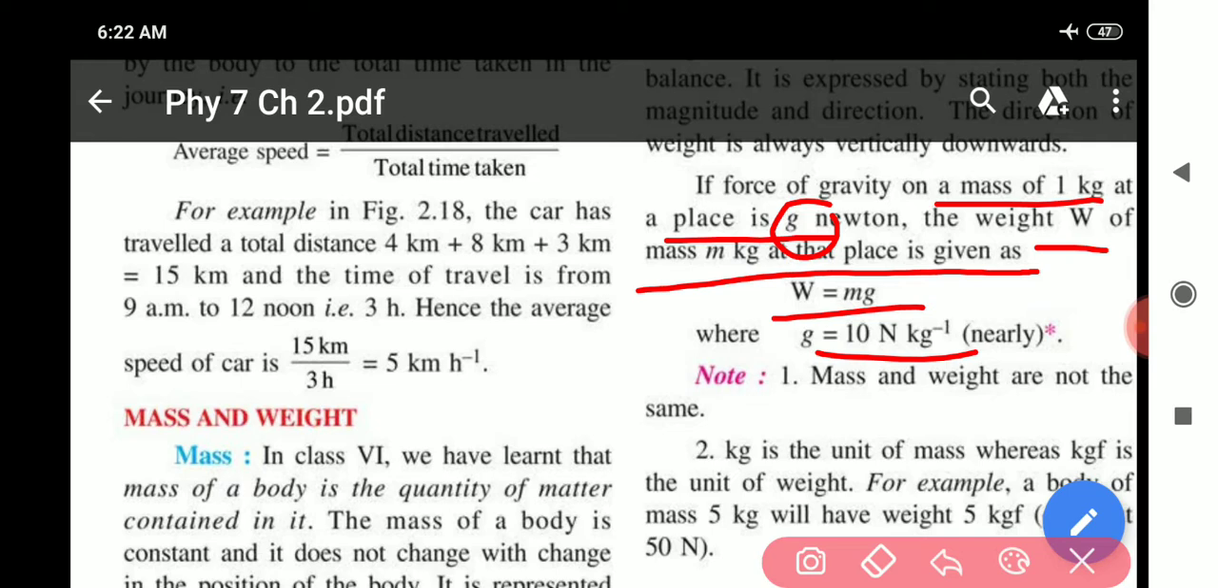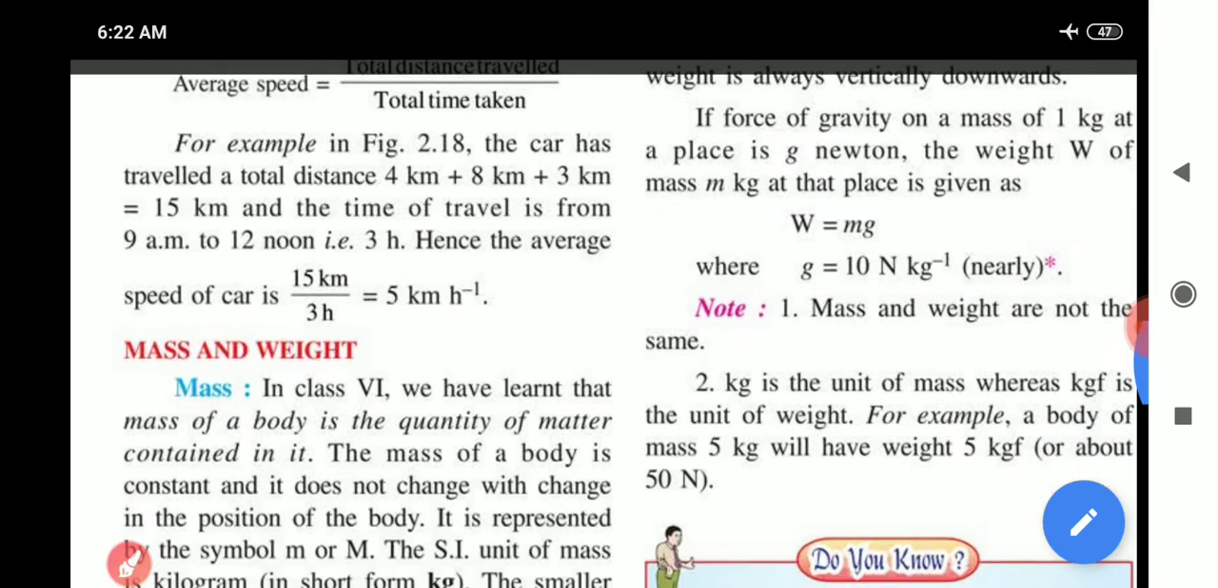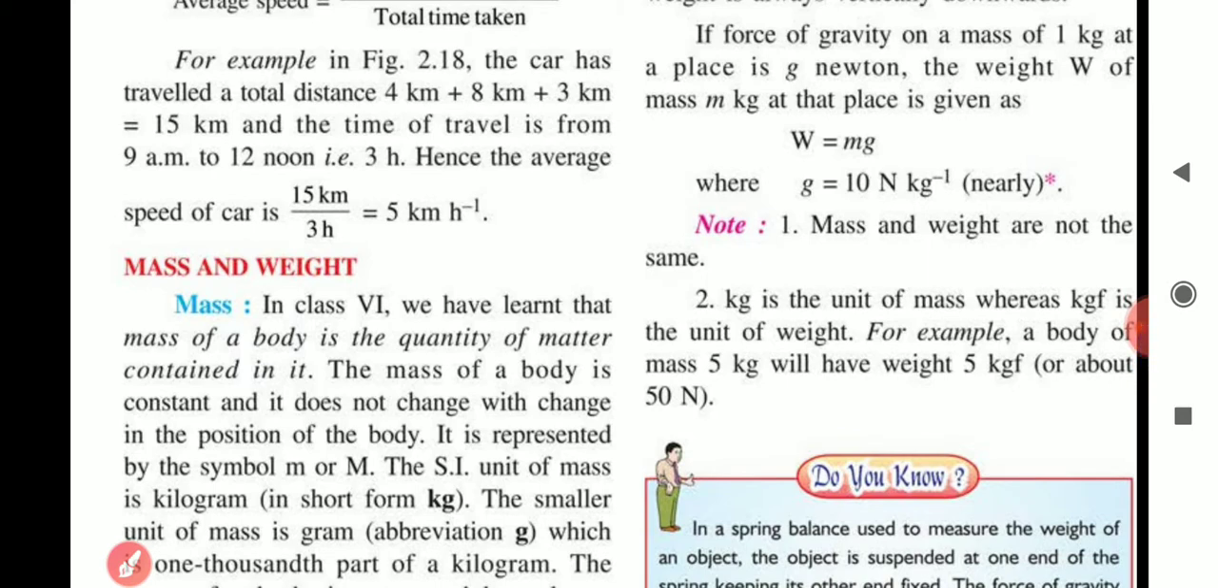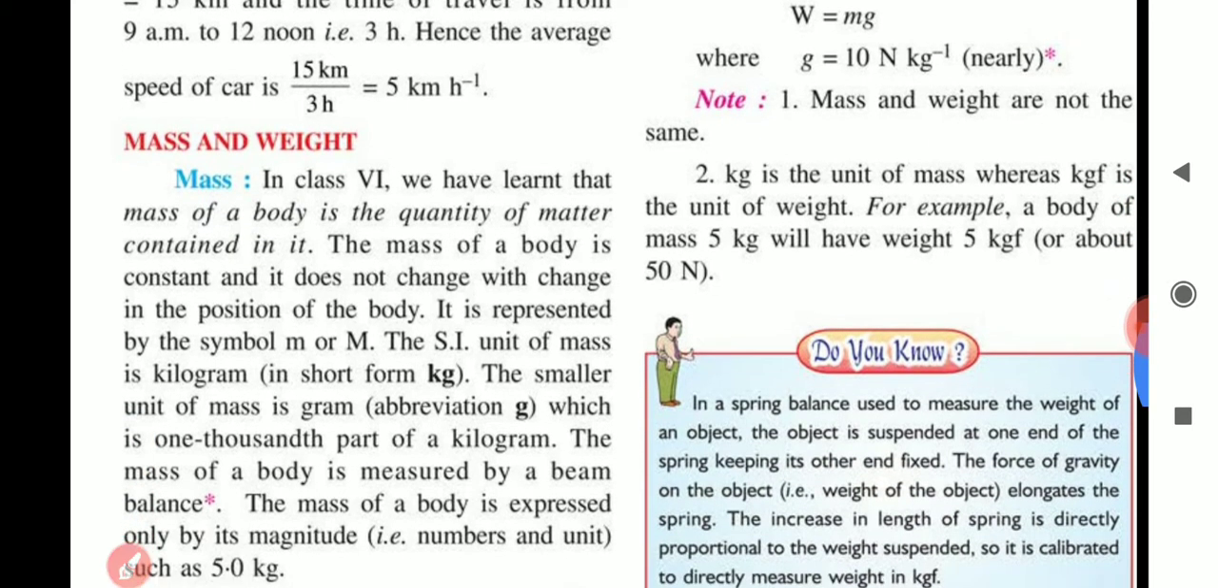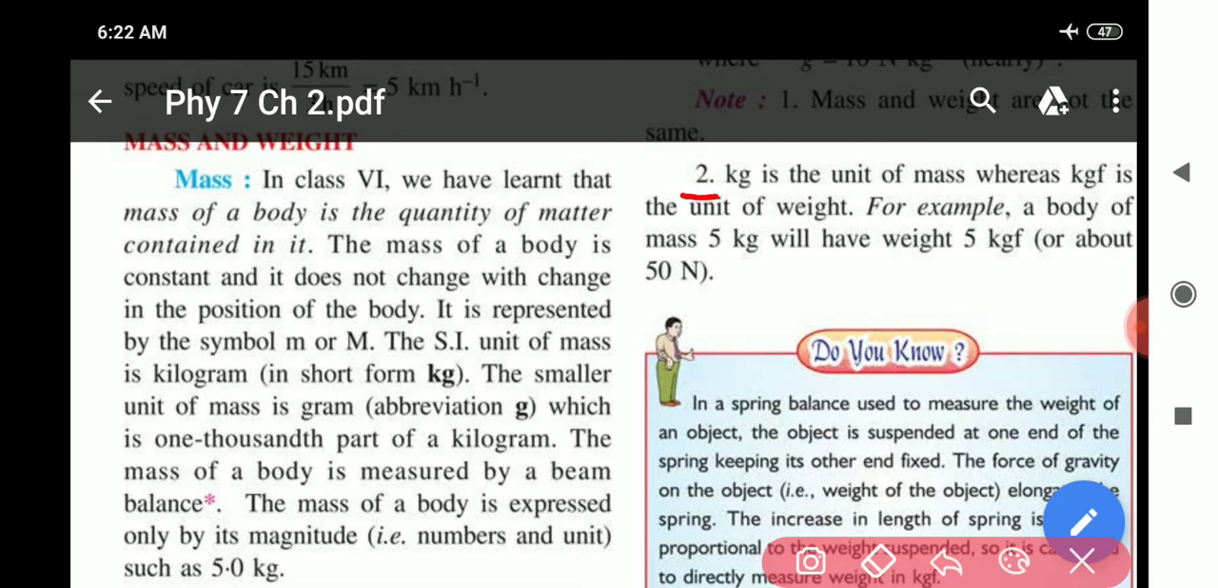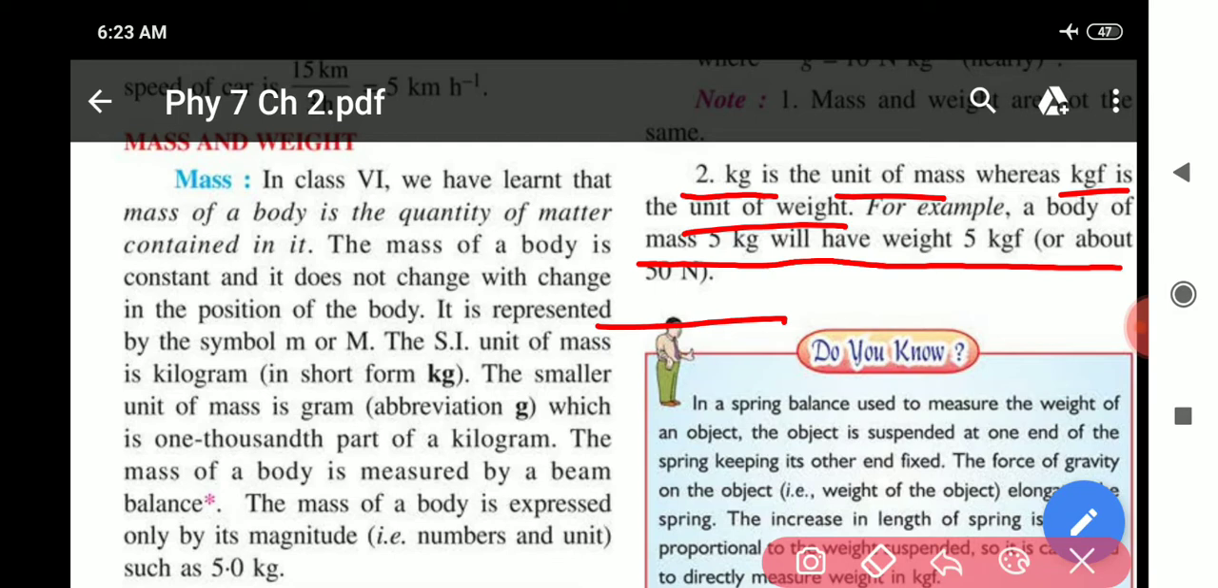Note, mass and weight are not the same thing. Mass is the quantity of matter contained, and weight is the force of gravity given by the earth to that particular mass. Kg is the unit of mass, whereas kgf is the unit of weight. Remember, kg is the unit of mass and kgf is the unit of weight. For example, a body of mass 5 kg will have weight 5 kgf or about 50 Newton.